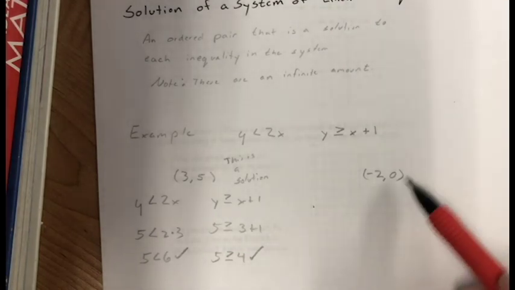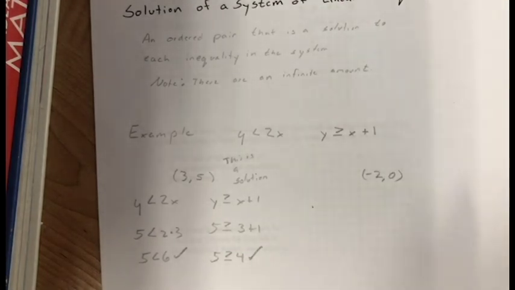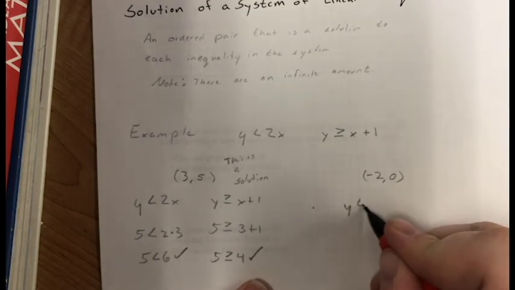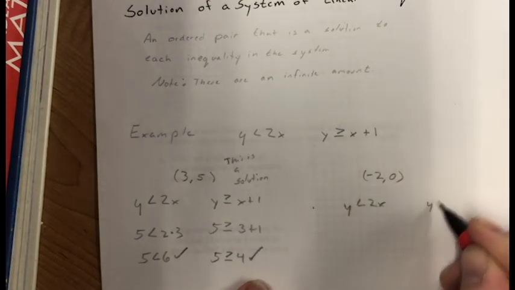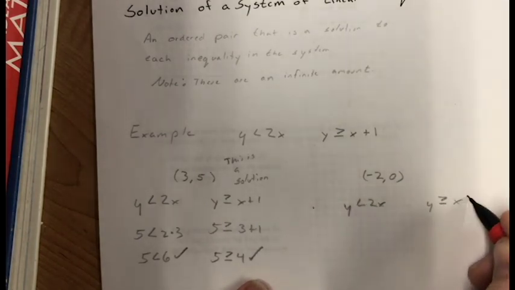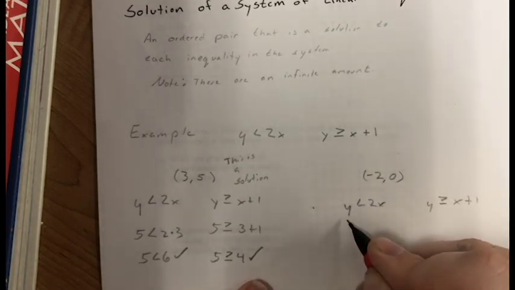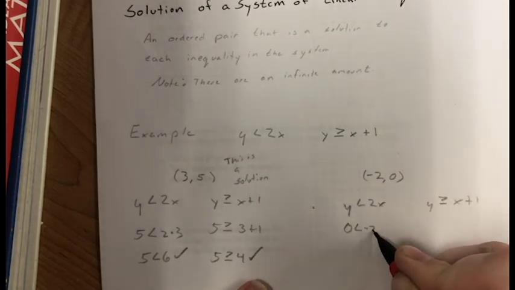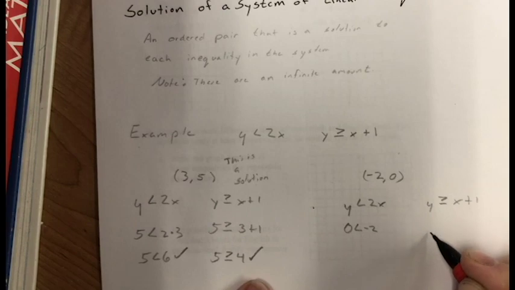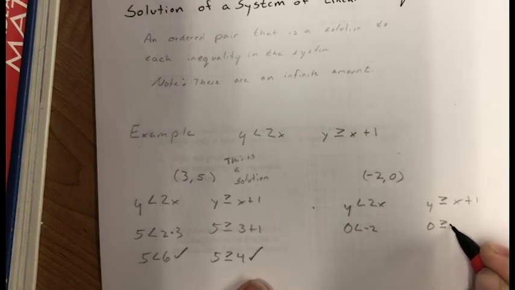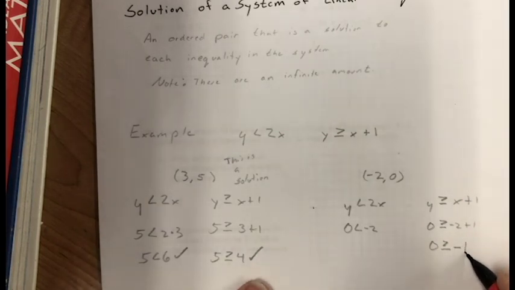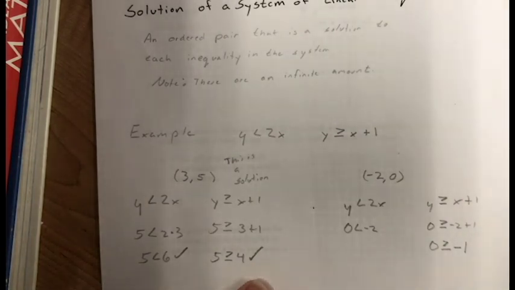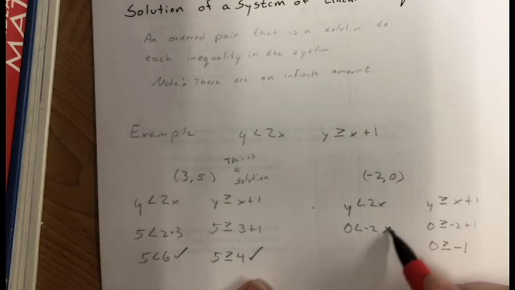So now let's look at this one. Is this a solution? We're going to do the same thing. y is less than 2x. y is greater than or equal to x plus 1. We're going to plug numbers in. 0 is less than negative 2. And then the next one would be 0 is greater than or equal to negative 2 plus 1. 0 is greater than or equal to negative 1. So is this a true statement? No, this is not a true statement. It's not a true statement at all.